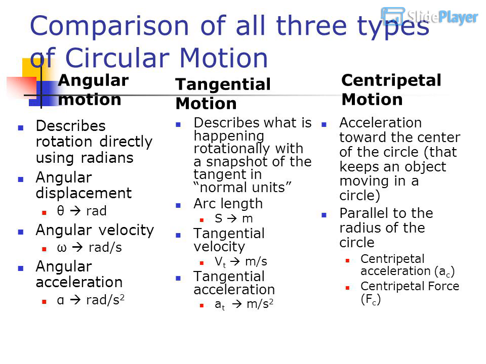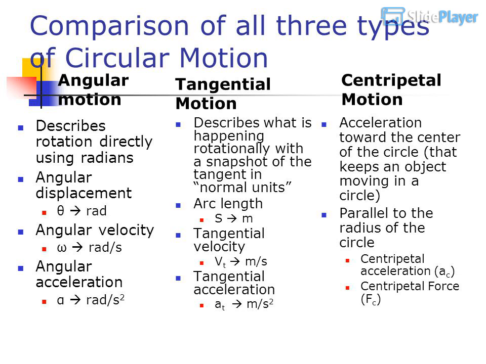Comparison of all three types of circular motion: angular motion, centripetal motion, tangential motion. Angular motion describes rotation directly using radians. Angular displacement, theta, in rad. Angular velocity, omega, in rad/s. Angular acceleration, alpha, in rad/s².